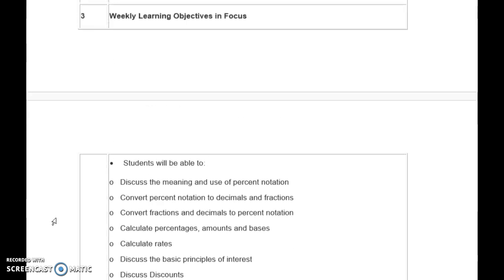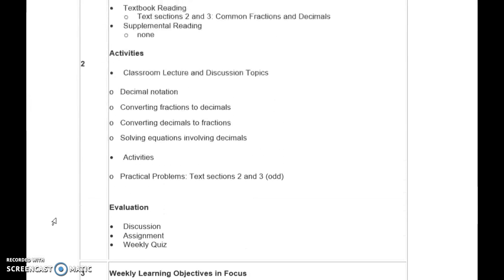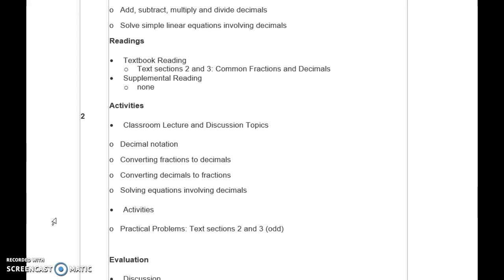Going backwards again, we're going to go back now to week 2. Week 2 actually had just section 3 in it. You did section 2 in week 1. So just section 3, and that was all about the decimal fractions. When we talk about decimal fractions, remember what we said: the decimal fractions simply mean decimals. So how to write things in decimal notation, how to convert fractions to decimals and decimals back to fractions, and then how to solve equations with decimals.